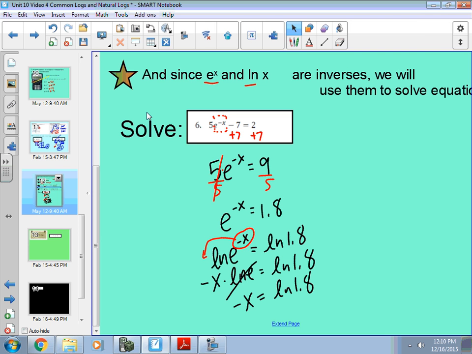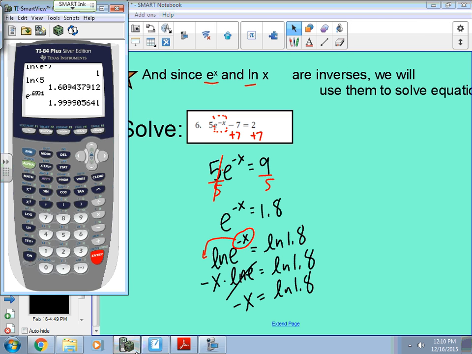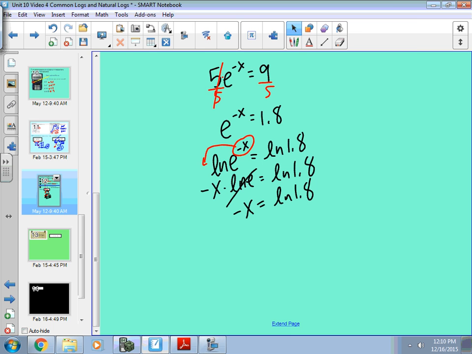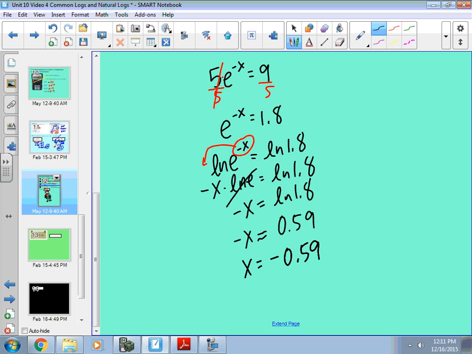We can go on our calculator and do natural log of 1.8. Looks like it's about 0.5878. So now we've got negative x equal to about 0.59, we'll round it here. How do you find out what x equals then? Well, divide or multiply by negative, and it would be negative 0.59. That's approximately what that exponent is.